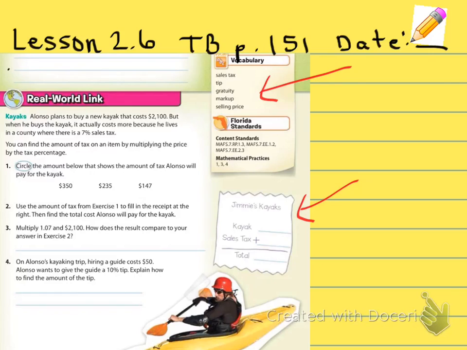Alright, you should remember to label your paper. Lesson 2.6, textbook page 151, and don't forget today's date, and the icon of the little pencil here tells you to take notes. We did this lesson together today in class as a warm-up, so I am really just going through this quickly, just in case there's anyone who is absent or if you need to look back through the video. The vocabulary that I pointed to with the red arrow is important that you understand. We did go over this, so I'm just going to quickly mark through the answers.